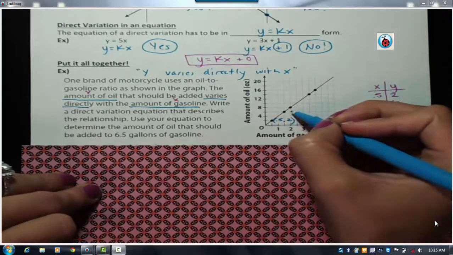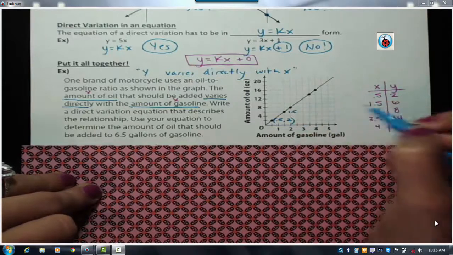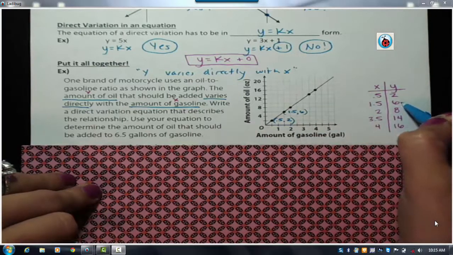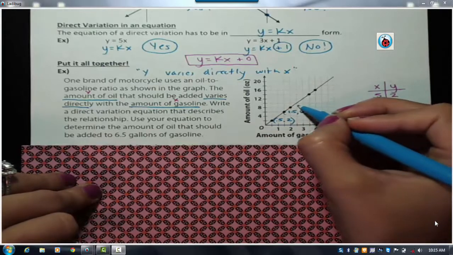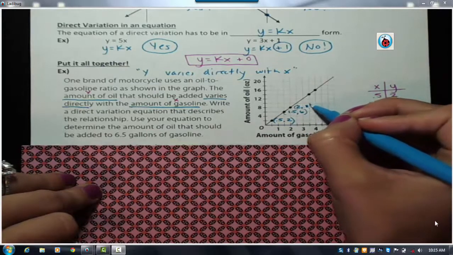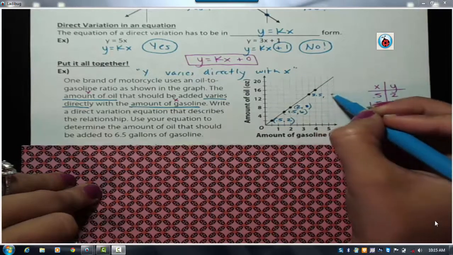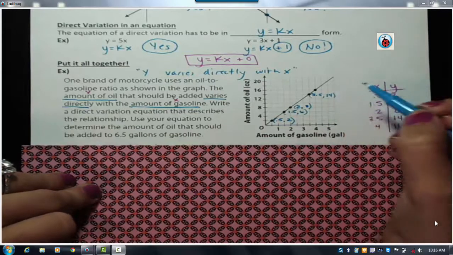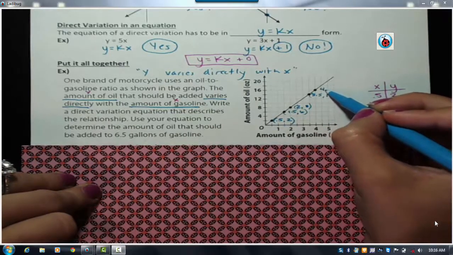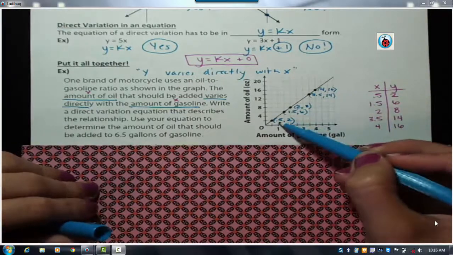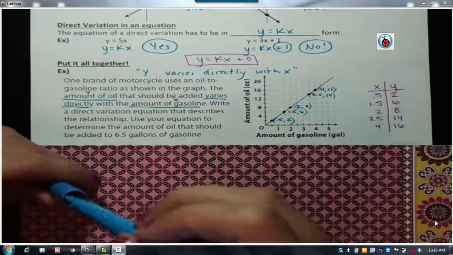The second point is 1.5 comma 6. The third point is 2 comma 8. The fourth point is 3.5 comma 14. And the fifth point is going to be 4 comma 16. Once I identify those points from my graph, I'm going to put them into my xy table.